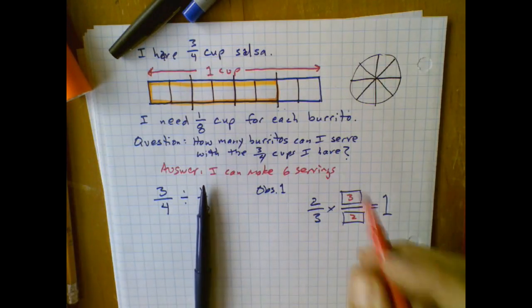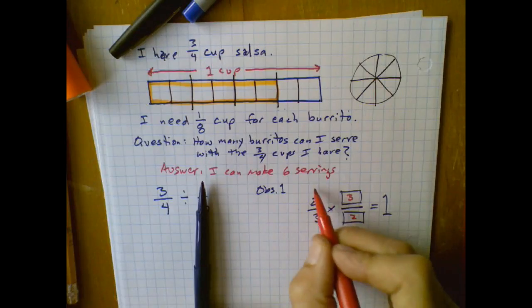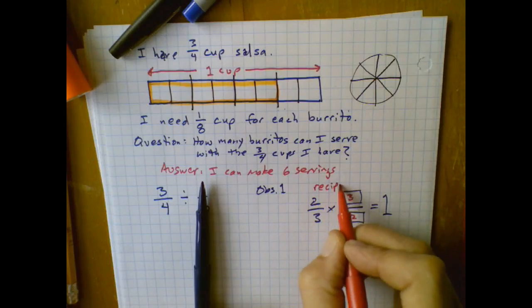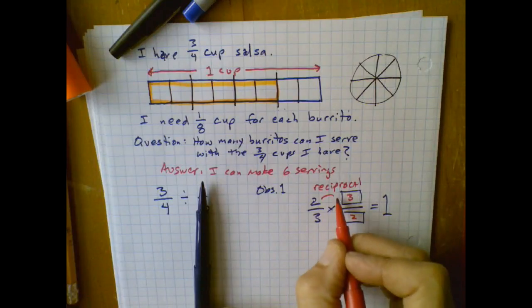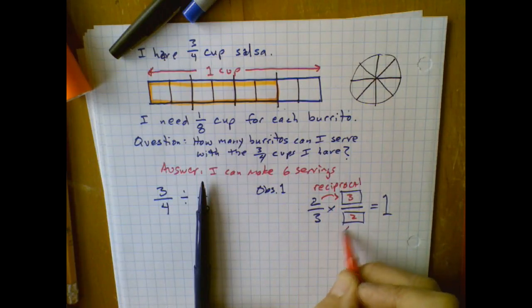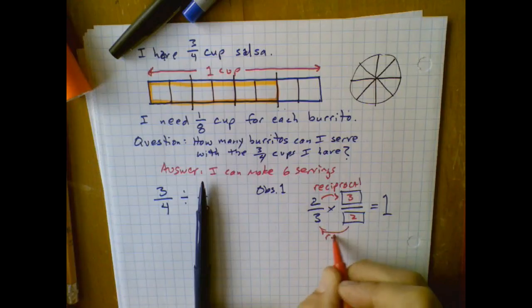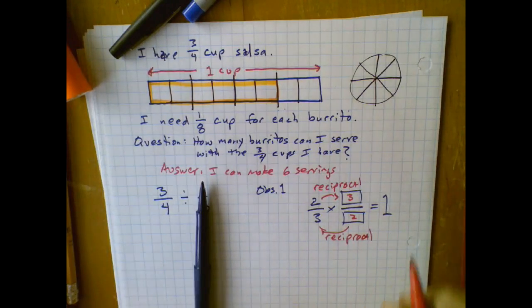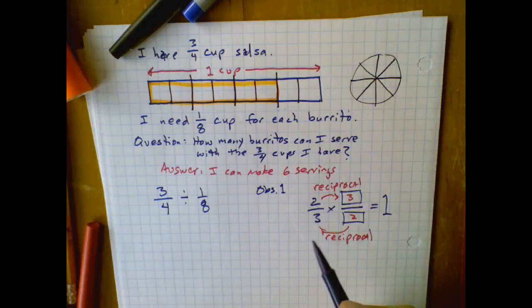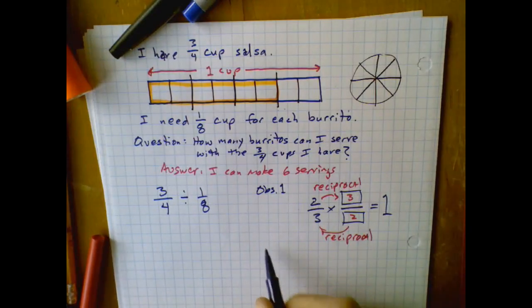And there's a name for this. So 3/2 is the reciprocal of 2/3, and 2/3 is the reciprocal of 3/2. So you can see all it is a matter of turning the fraction over. So this is observation 1. Here comes observation 2.